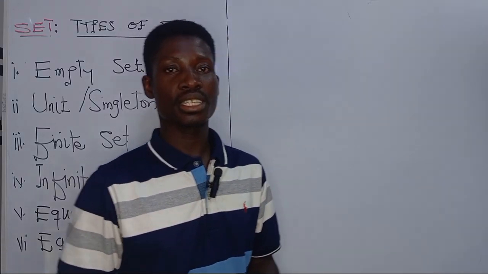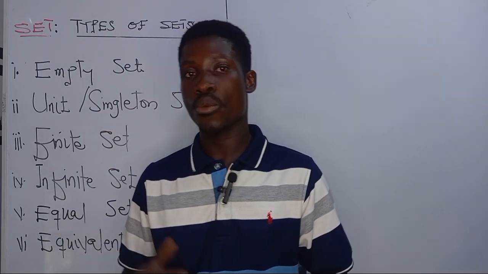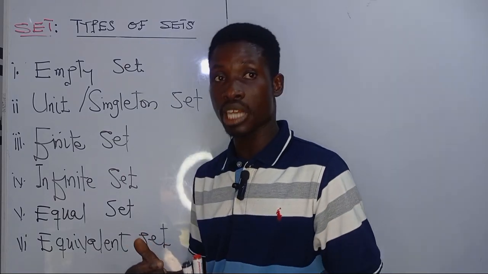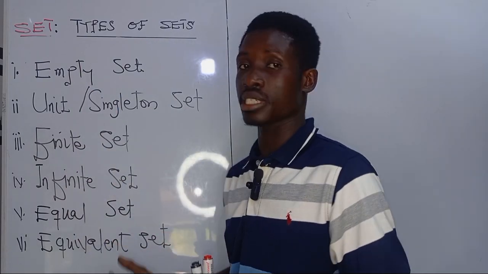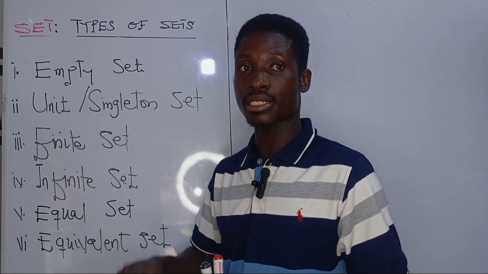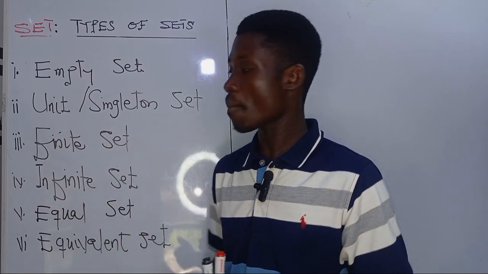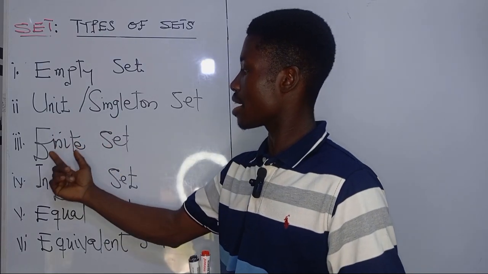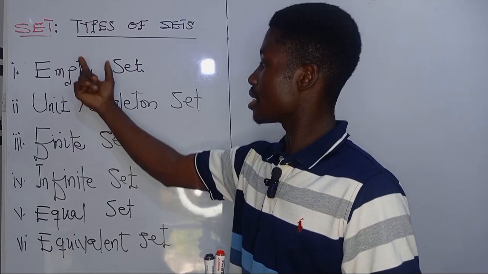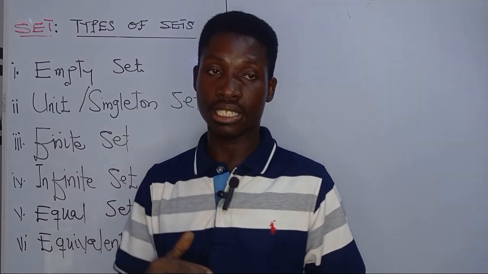In this very lesson, we shall be looking at the types of sets. Remember, we are still on sets, and under the types of sets, we shall be looking at the following types of sets. We shall be looking at the empty set, which is also known as the null set. We shall be looking at the unit set or the singleton set. We shall be looking at the finite, the infinite, the equal, and then equivalent set. So these are the types of sets that we'll be looking at in this very lesson.